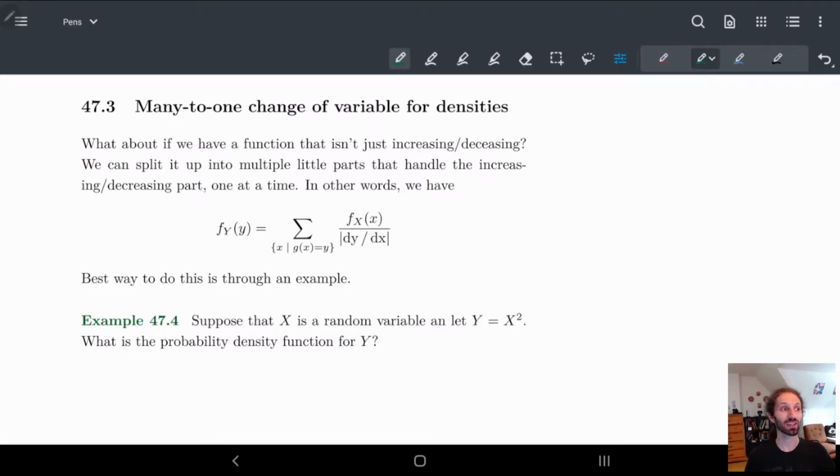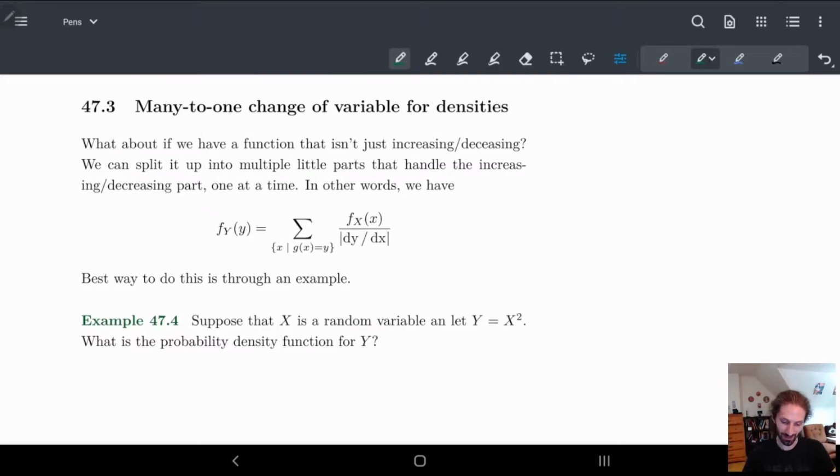Hiya! So in this video, we're going to be looking at what happens if our change in variable isn't just an increasing or decreasing function, if there's some kind of waviness to it, like something that increases, decreases. Basically, we're just going to take the super dumb approach and say, well, just break it up into the increasing and decreasing parts and put them all together.